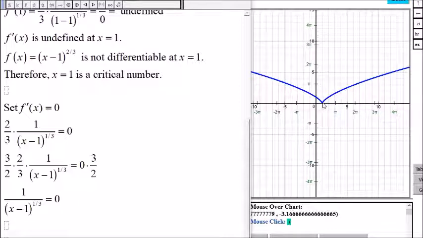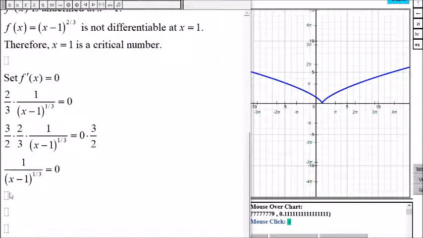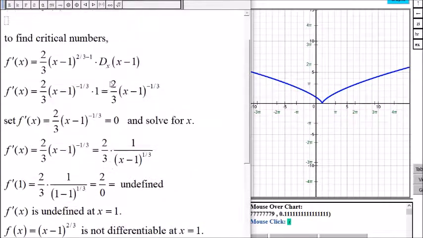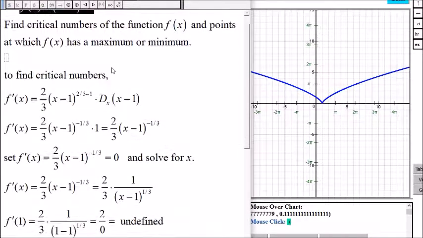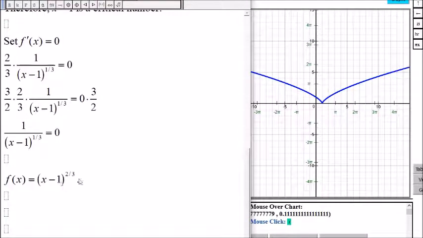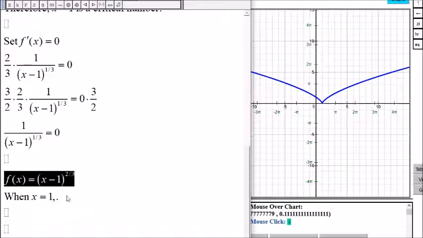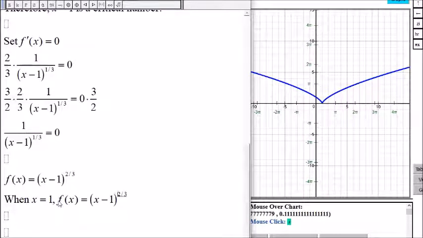And then if we look at the graph, we see that we have a 1 here, and we have this point right here, which is (1, 0). And so the only critical number that we have is just x equal to 1. And now let's find the corresponding y value. So x is equal to 1, and then f of 1 is equal to this, which is equal to 0. So we have the point (1, 0).